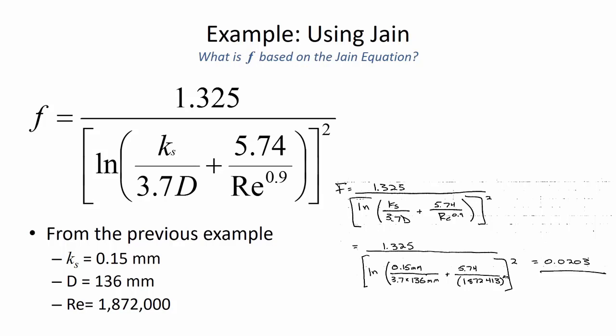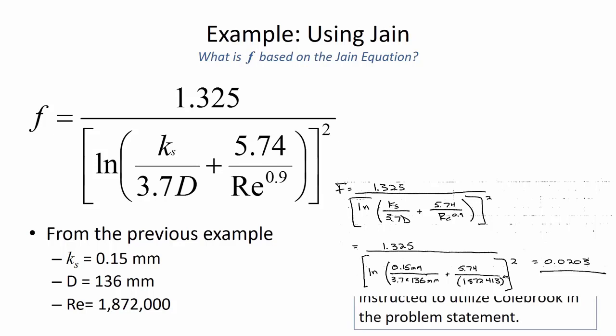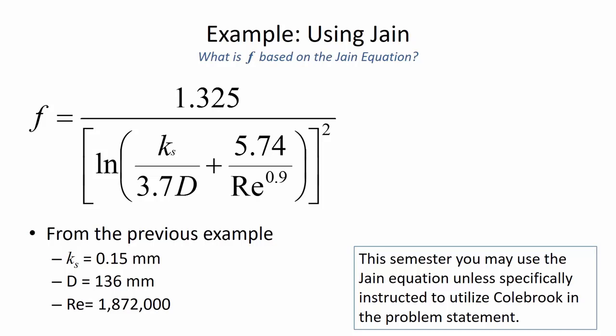And during the semester, it will be fine to use Jain unless you have some specific instructions to use Colebrook instead. So if it's a homework problem or a quiz or an exam where I'm just wanting to test whether or not you understand and can apply the Colebrook equation, then you should do Colebrook. But otherwise, I don't want to waste too much of your time, and the Jain equation will be just fine for you to use.